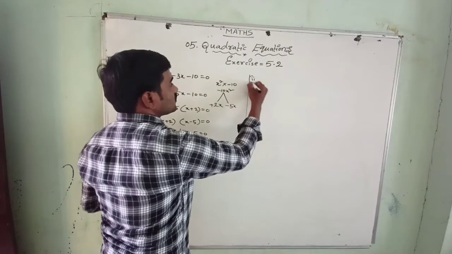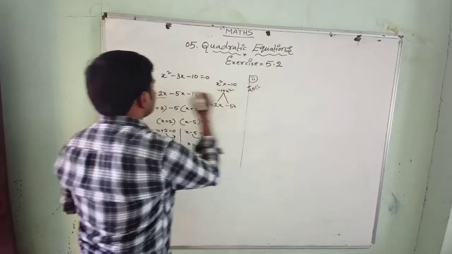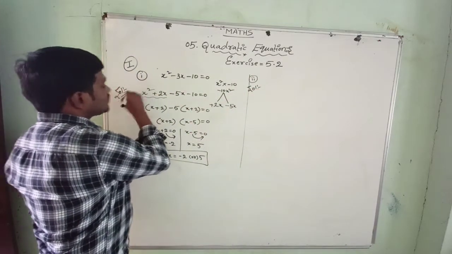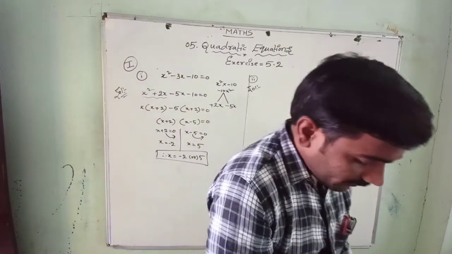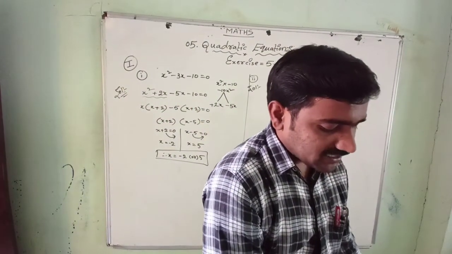Okay, let us go for the second question. Let us solve some more questions. Now here, 2x square plus x plus 6.